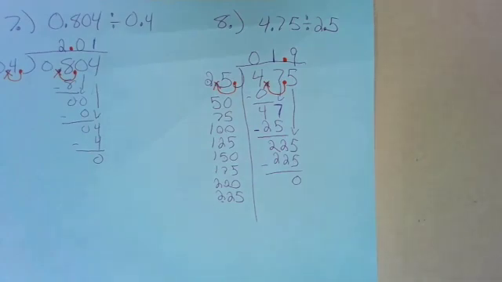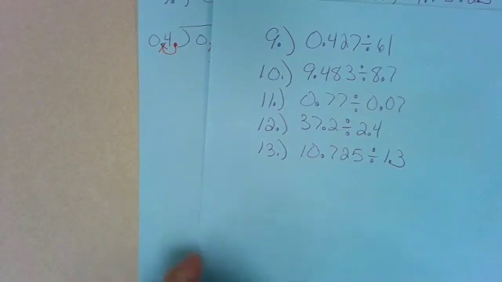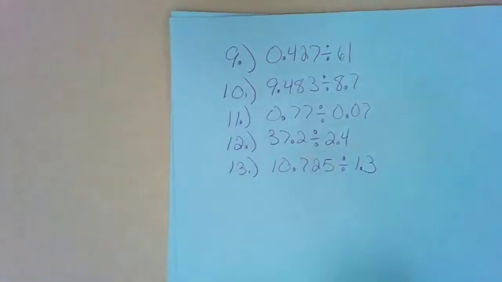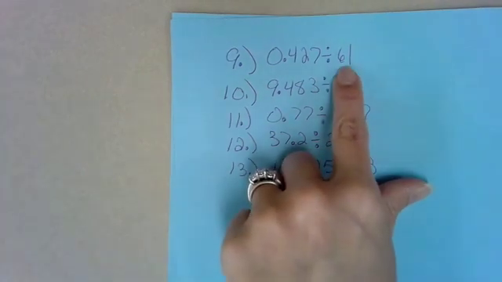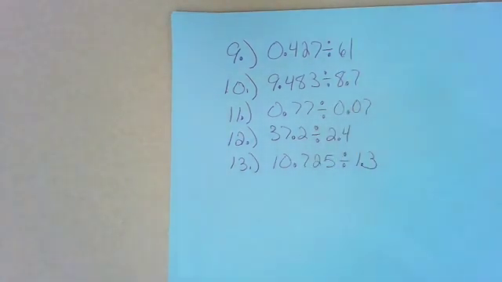We just did 8 problems together. You have 5 problems to complete on your own. Pause the video and copy down these 5 problems and then work them out by yourself. Make sure you pay attention to if you have a decimal in the divisor or if you don't, because if you don't have a decimal in the divisor, you don't have to move any decimal. But if you do have a decimal in the divisor, you have to move it.